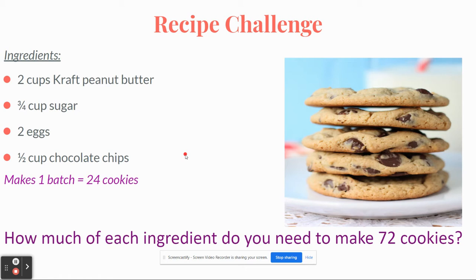So I want you to think about how you would do that, how you could figure that out. Pause the video, write out how much you would need, and then unpause it to see if you're on the right track to make these delicious cookies here. 72 of them, not 24.